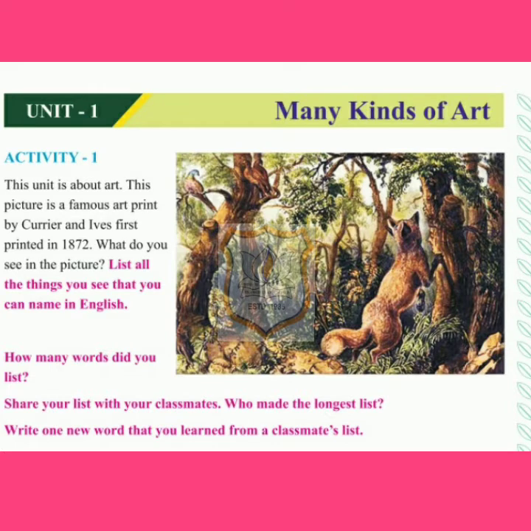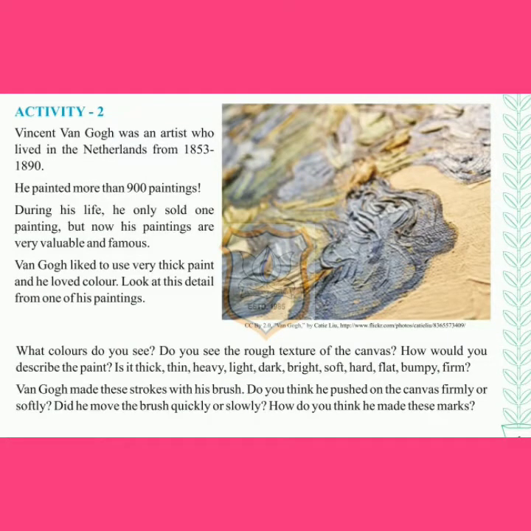So, children, next moving on to Activity number 2, and in this activity, we are going to learn about the life and work of an artist named Vincent van Gogh. Vincent Willem van Gogh was a Dutch post-impressionist painter who is among the most famous and influential figures in the history of Western art. In just over a decade, he created 2,100 artworks, including around 860 oil paintings, most of which date from the last 2 years of his life.